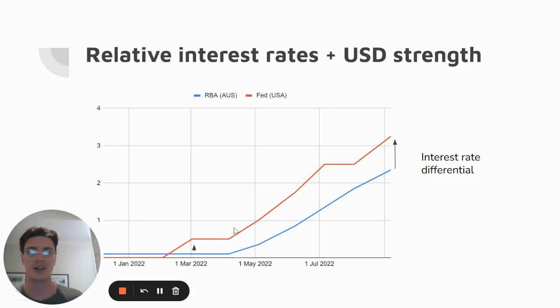And you can see this red line here is the US Federal Reserve, which is their central bank. They have just been raising rates quicker and steeper than the RBA in Australia, which is this blue line. And so the differential has just been growing, okay? So relative interest rates has driven a depreciation in the AUD, but also just the US dollar strength.